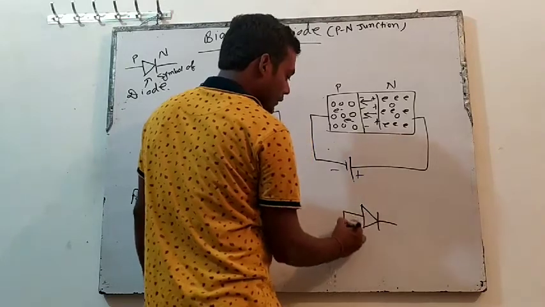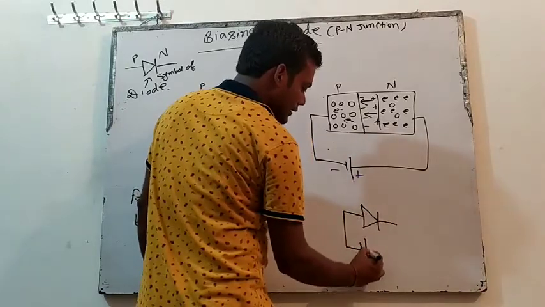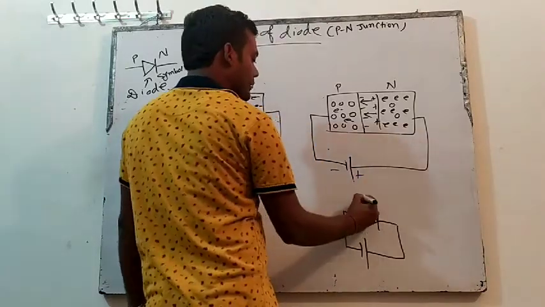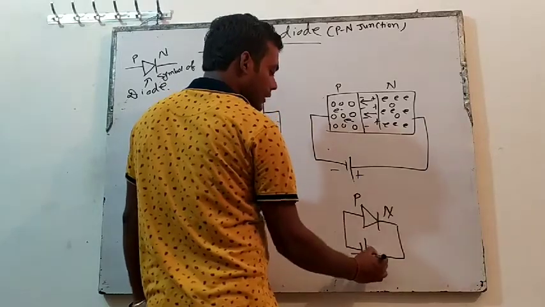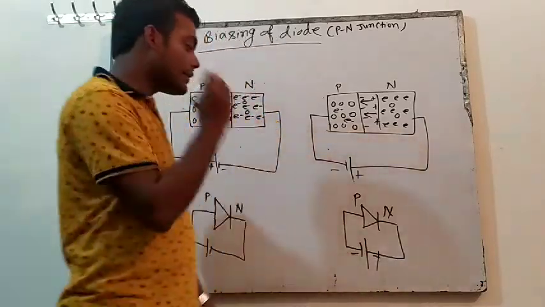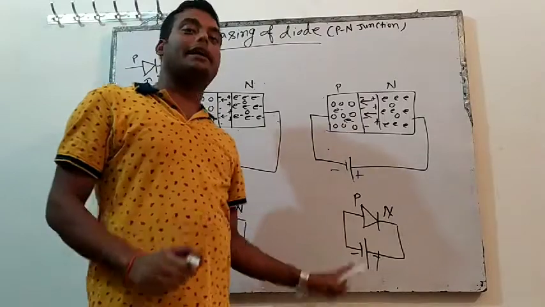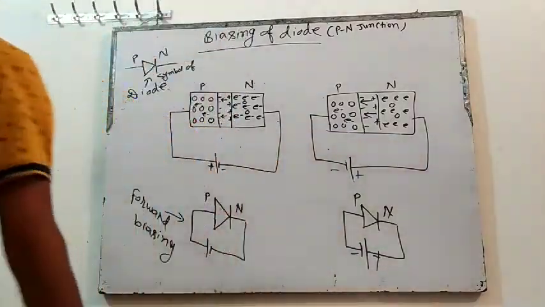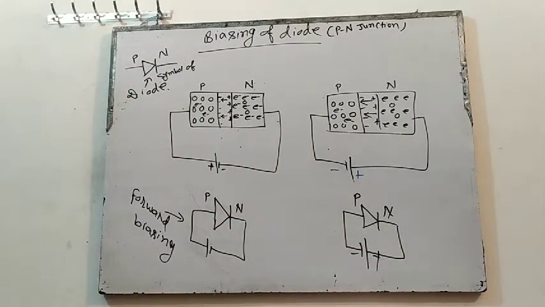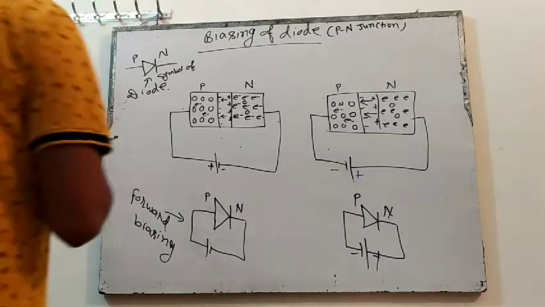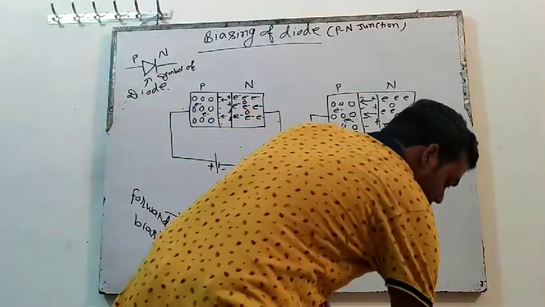See, if I connect like this, the P side is this, the N side is this, the negative terminal is this, the positive terminal is this. So when we connect the P side with the negative terminal and the N side with the positive terminal, this type of biasing is known as reverse biasing. Is it clear? Can I have all the things?